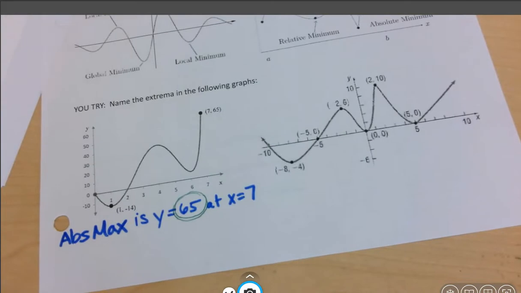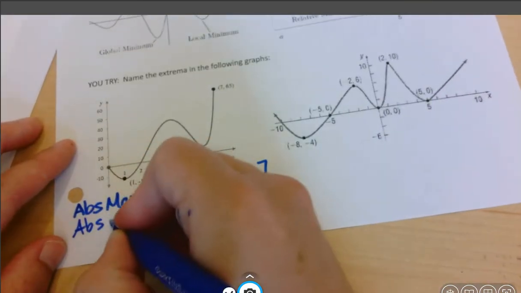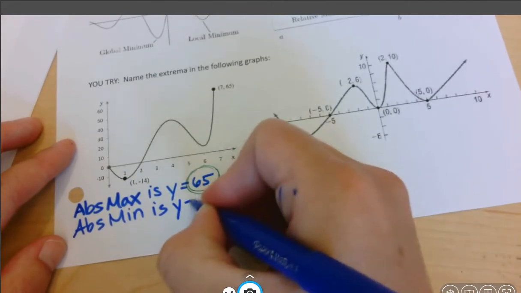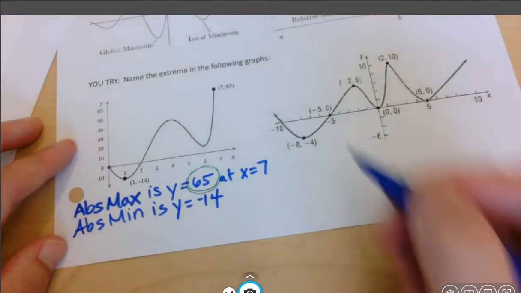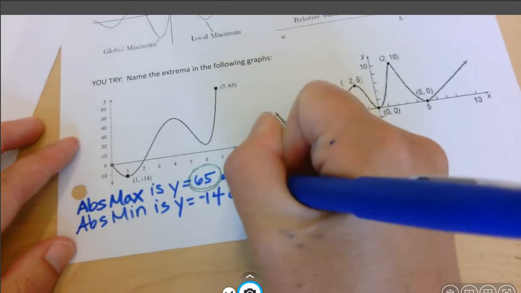That's very good. For some reason, my eye always goes to the x value, and I have a really hard time with that, so I'm glad you guys were there to help me. The absolute min is the y value, which is negative 14. That's the important part, but then we always do write the location as well, at x equals 1.